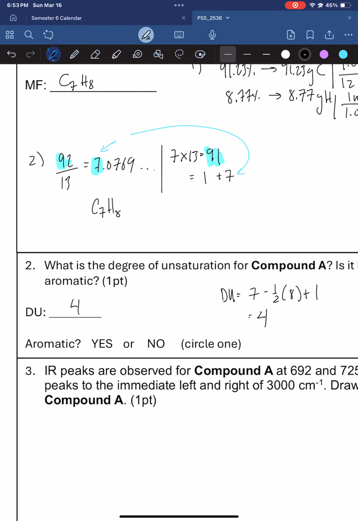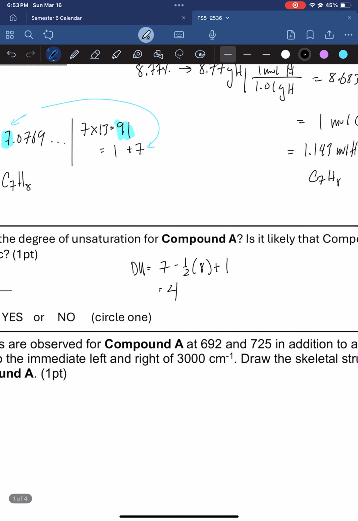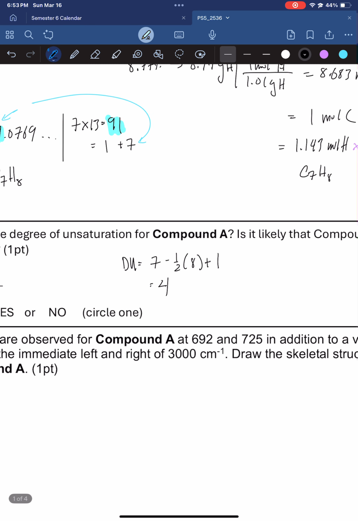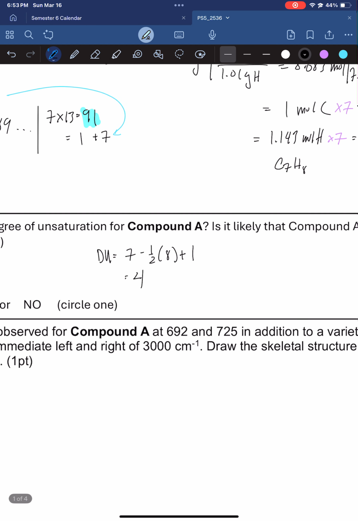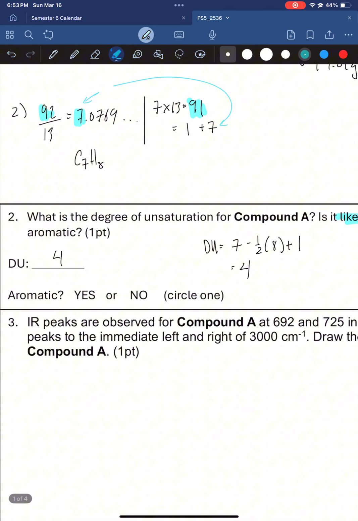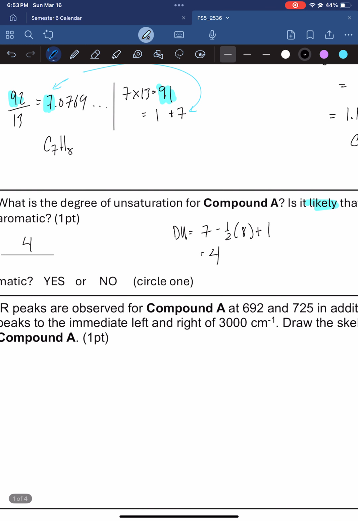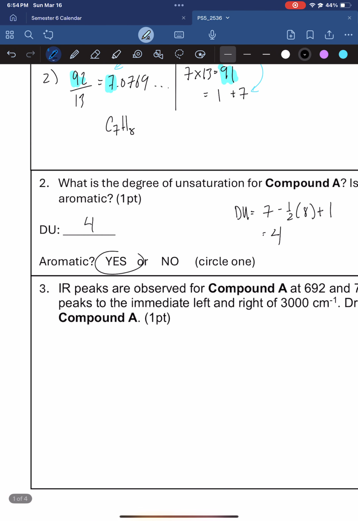And is it aromatic? Basically, if you guys remember, degrees of unsaturation just basically means how many double bonds or how many pi bonds you have and how many rings you have. It can be a mix and match combination of whichever. So in this case, degrees of unsaturation of 4, it's asking us, is it likely that this compound is aromatic? It's kind of hard to say for sure. But in this case, we're going to say, for our purposes, yes, it is likely to be aromatic.